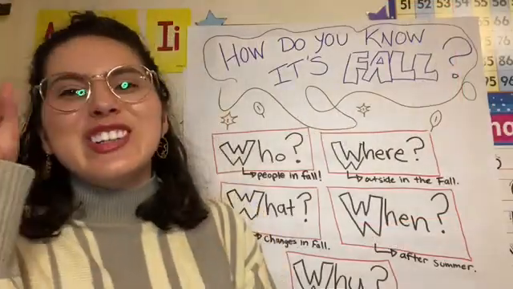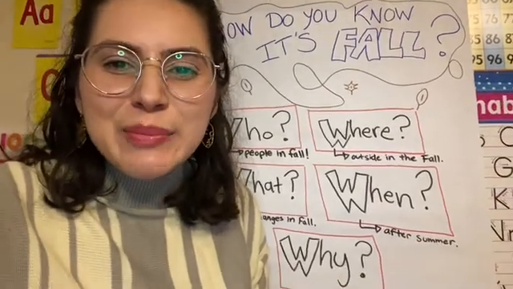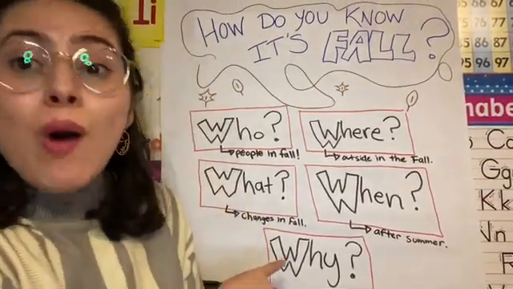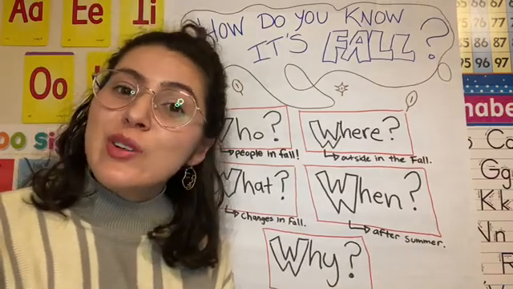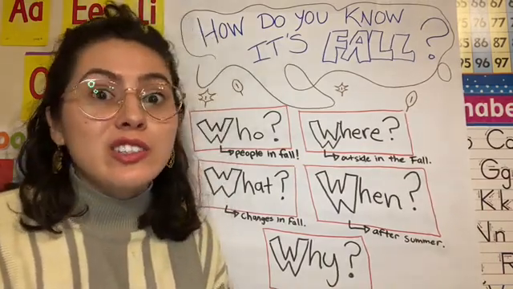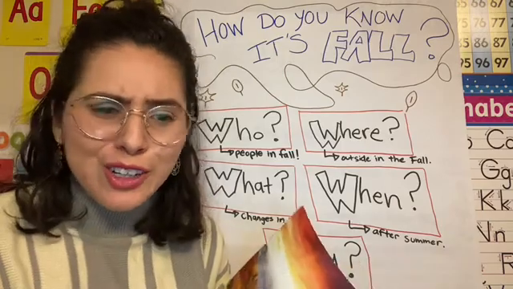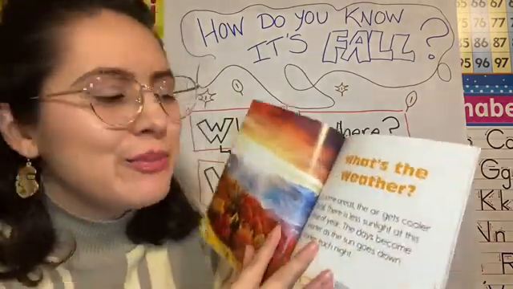All right, you made it to your last W. Our last W is right down there. Why? Why does fall happen? That's what we're going to ask and learn about right now. Why does fall happen? I'm going to read this one more time.